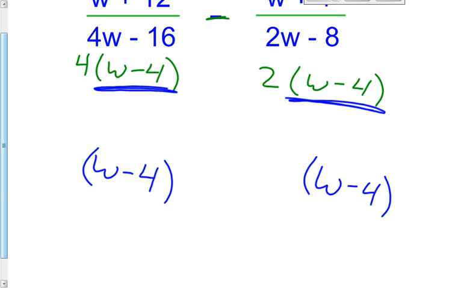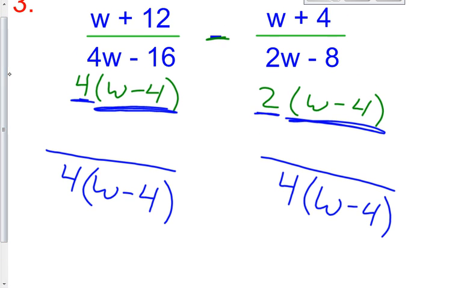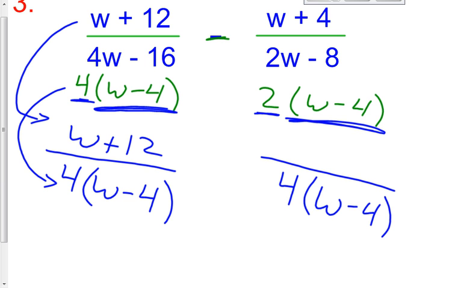Now what is the least common multiple between 4 and 2? What number do they both go into? Well, they both go into the number 4. So I'm going to have 4 here and 4 here. And there's our least common multiple, our common denominator: 4 times the quantity, W minus 4. What did you change when you went from here to here? You didn't change anything at all, did you? So you're not going to change anything when you go from W plus 12 down to the next step. You're just going to be left with W plus 12.